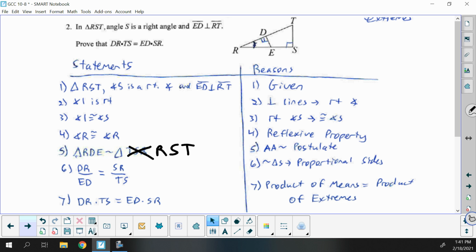The ones you're trying to multiply need to be diagonal from each other. That's our similar triangles implies proportional sides. And then product of the means equals product of the extremes for our prove step.